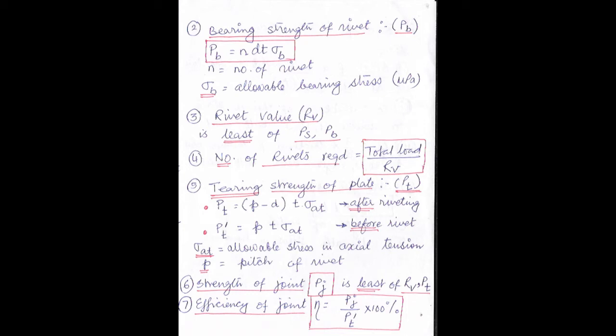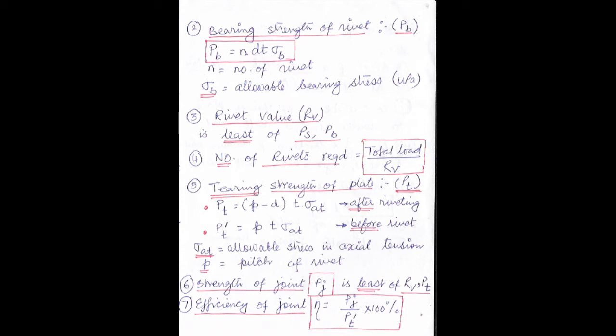Strength of the joint Pj is the least value of the rivet value and the tearing strength of the plate after riveting. So RV and PT, whichever is the lesser value, that will be the strength of the joint Pj.